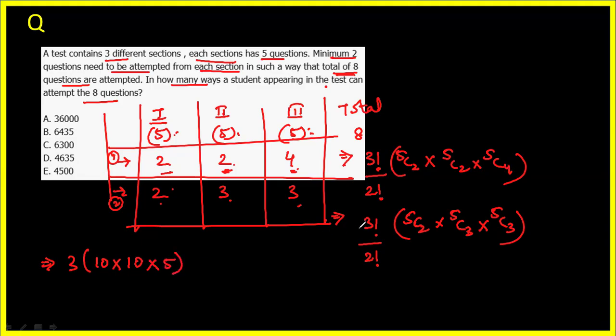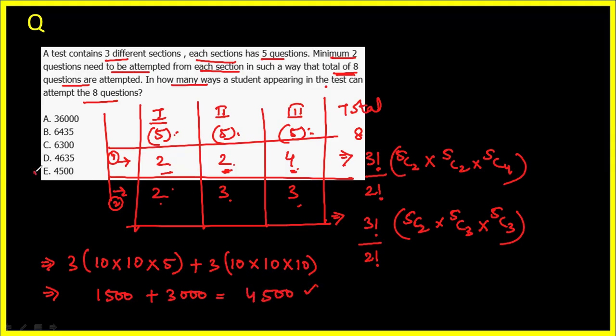Or it could be case number 2. Now for case number 2, it has to be added. Whenever 'or' comes, it has to be added. 3 factorial upon 2 factorial, that is 3. 5C2, that is 10. 5C3, just simplify, that is again 10. And 5C3 again 10. So we just have to find this. So 3 times 10 times 10 times 5, that is 500 into 3, that is 1500, plus 10 times 10 times 10, that is 1000, 1000 into 3, that is 3000. 1500 plus 3000 has to be 4500.